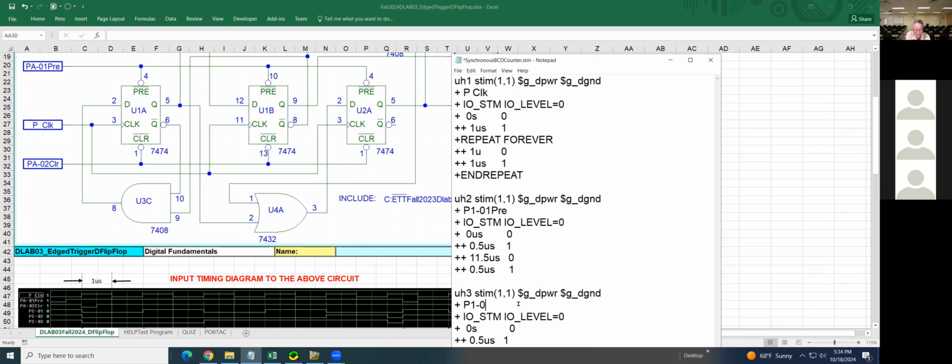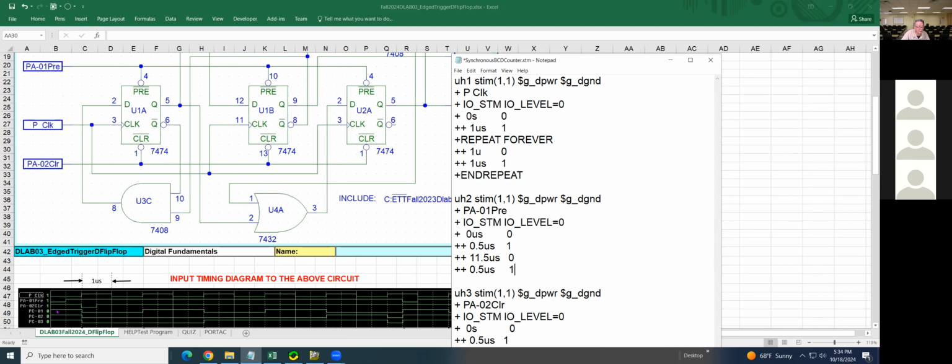PA, sorry, I got the wrong one. PA 02 CLR. Okay, I correct myself, for preset, it will be PA. Okay. Now, clear. That one.